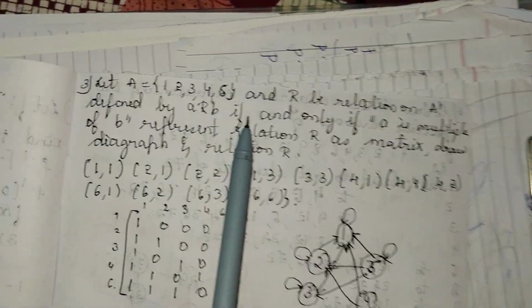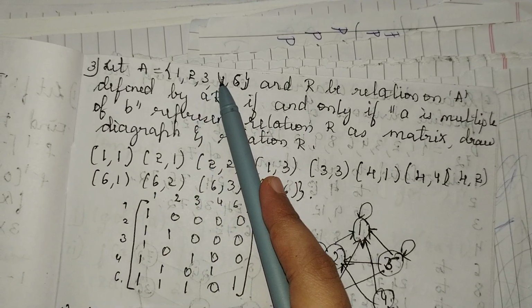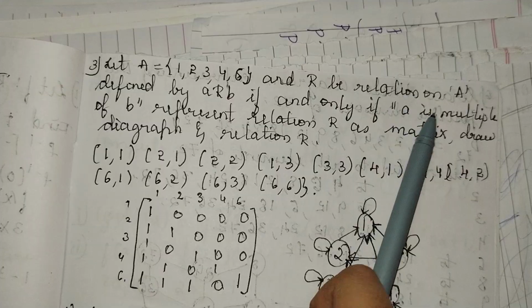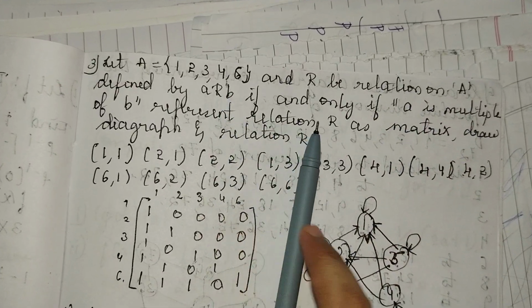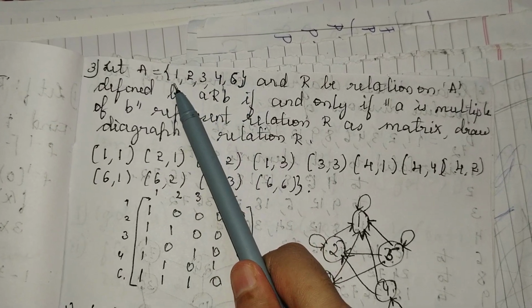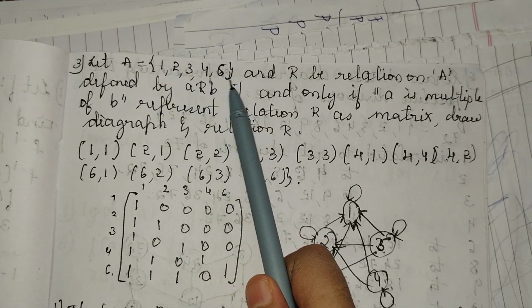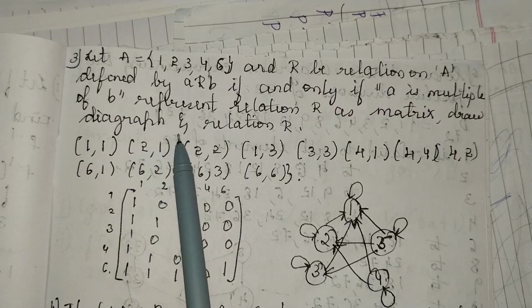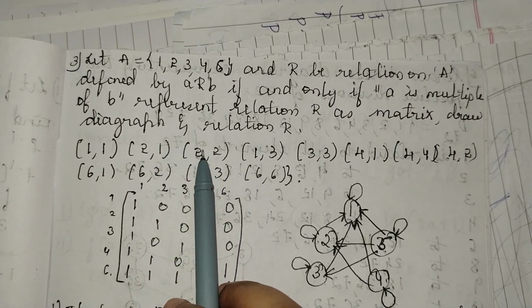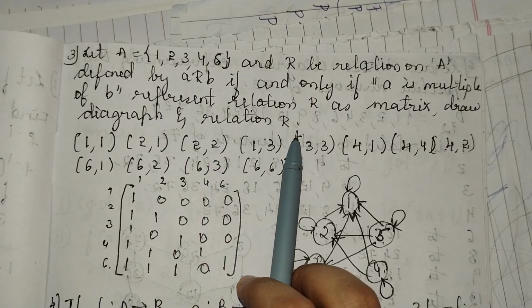Then they have given a values, and they have defined the relation to be A is a multiple of B. Okay, A is a multiple of B means among these only. Is 1 comma 1? Yes. 2 comma 1? Yes. Just write the sets where A should be the multiple of B.